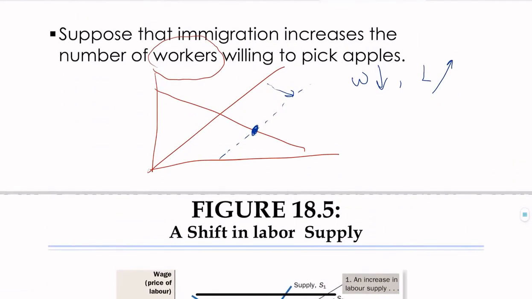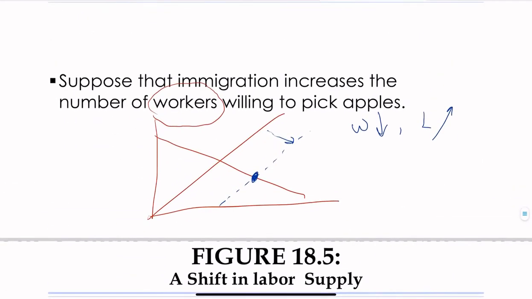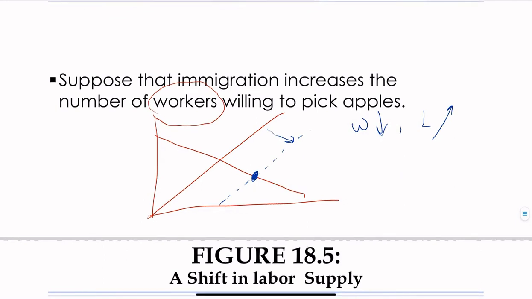And by the way, you can see why sometimes immigration policies are quite controversial, right? Because if you have more immigrants, the labor supply will increase. It will actually push wages down.